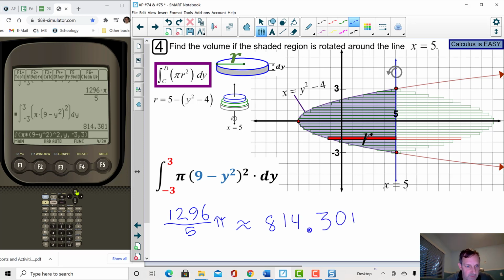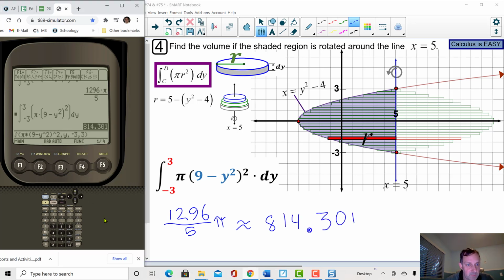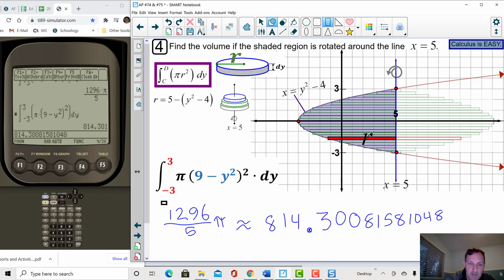814.301. Of course, I usually like to see more decimals of accuracy, so I'm going to go up and push enter so I can get a little bit more decimals of accuracy. Put a box around the answer. I kind of like this answer better because it's an exact value.